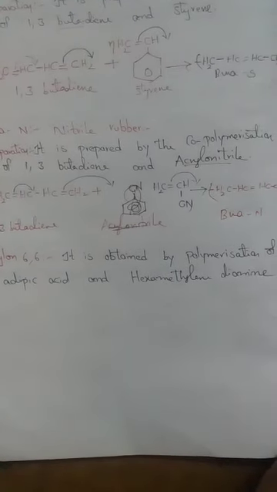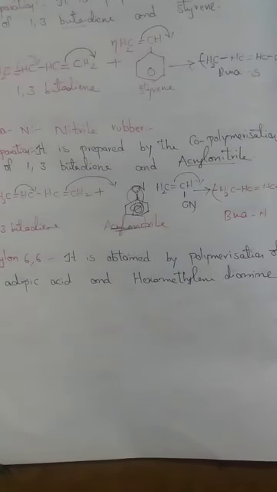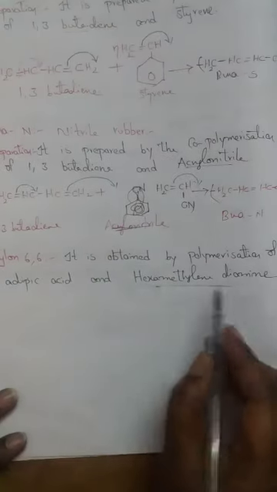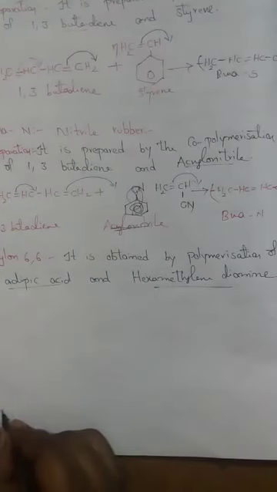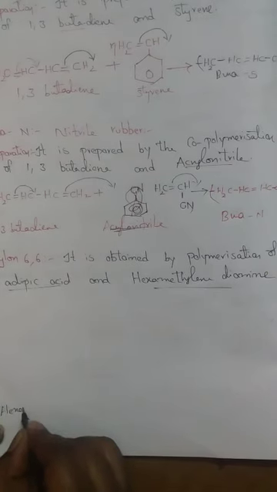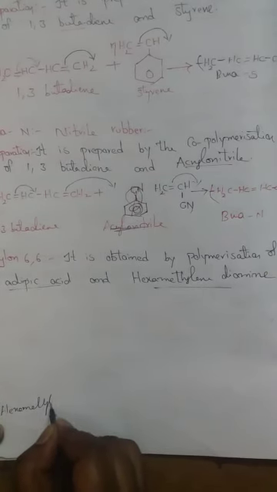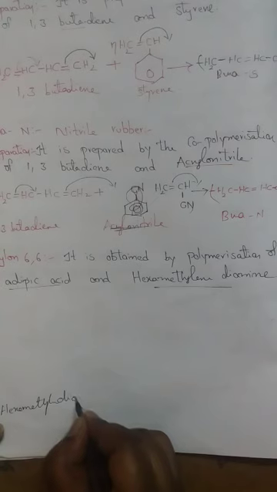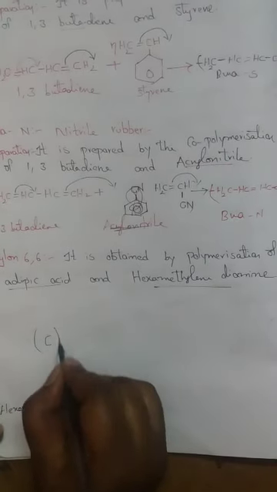Now coming to nylon 6,6. How can nylon 6,6 be prepared? Nylon 6,6 is prepared by taking hexamethylene diamine and adipic acid. First we write the hexamethylene diamine. Hexa means carbon consisting of 6.